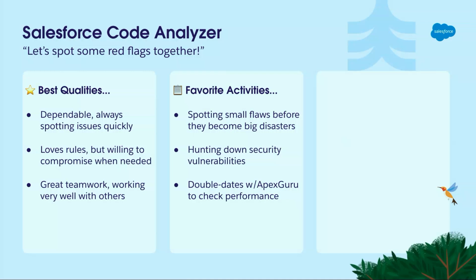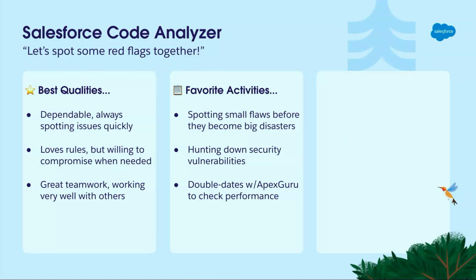Favorite activities, spotting small flaws, say that 3 times fast, before they become big disasters. Shift left, if anyone's ever heard that phrase, shift left, that's exactly what I'm talking about. Finding something early so that it is not going to cost you more time and money later to fix. Code Analyzer loves doing this.